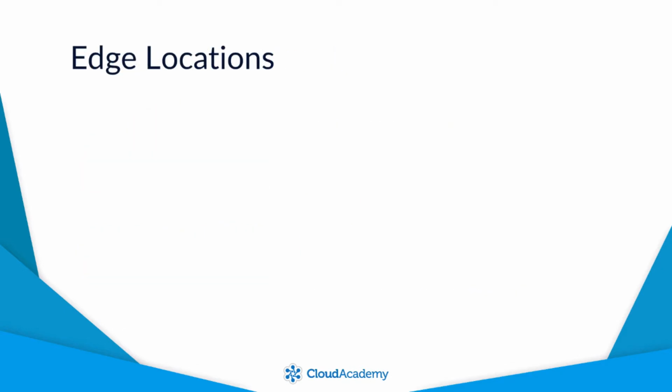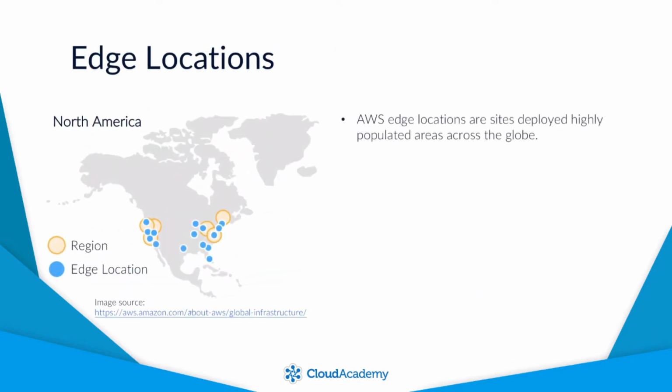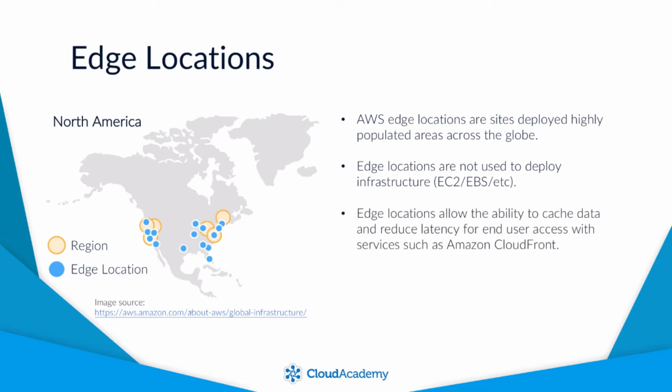AWS edge locations are sites deployed in major cities and highly populated areas across the globe. While edge locations are not used to deploy your main infrastructure, such as EC2 instances or EBS storage, they are used by AWS services such as AWS CloudFront to cache data and reduce latency for end-user access.